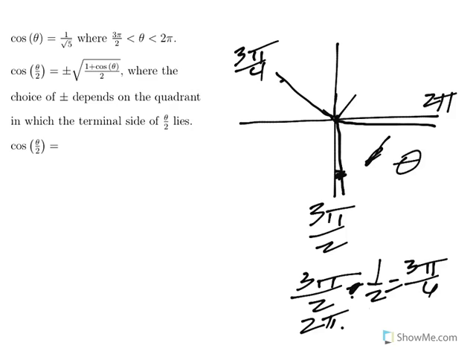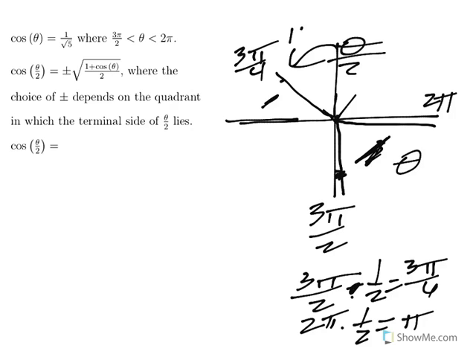Similarly, 2 pi cut in half is just pi. That's here. So if I'm just almost 2 pi, then I'm going to be almost pi when I cut in half, and anything in between is going to be in between. That tells me that theta over 2 is in quadrant 2, where the cosine is negative. So at first it seems like, oh my God, how am I going to figure out whether it's positive or negative? It's not really too bad.